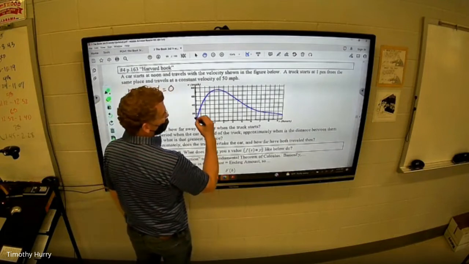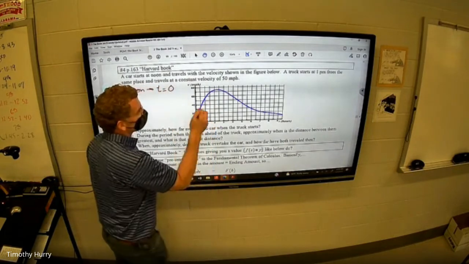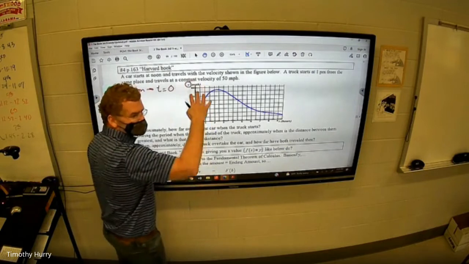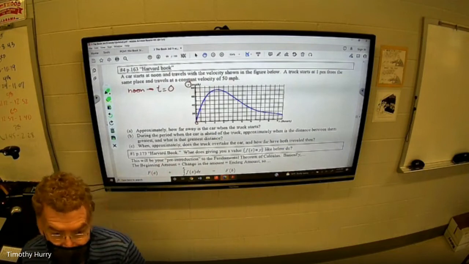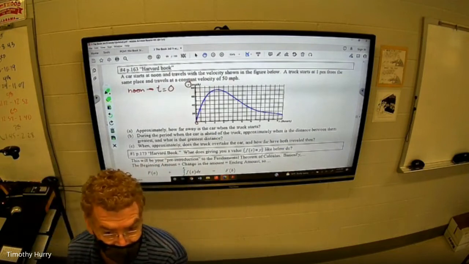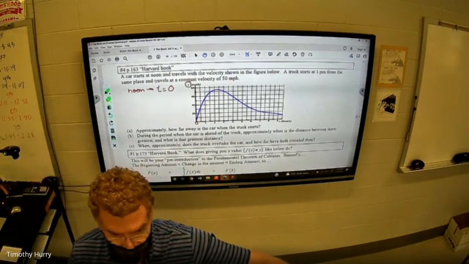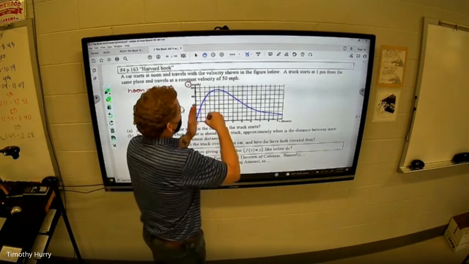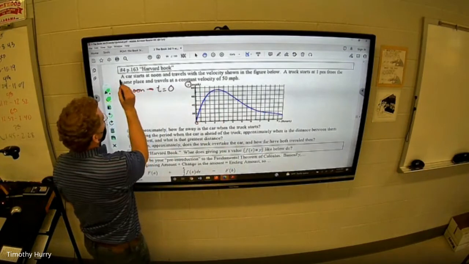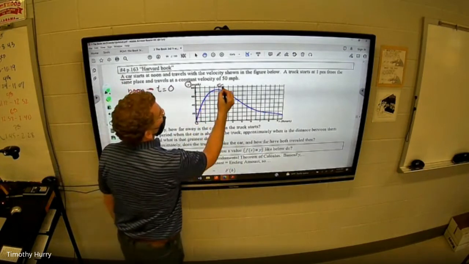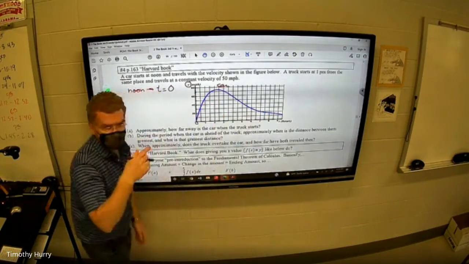But for whatever reason, it's very slowly accelerating. So if this is velocity, what's the area under the velocity represent? My change in position. And if velocity is always positive, it represents distance traveled. So all this area represents the distance that the car has traveled. The area represents the distance the car has traveled.